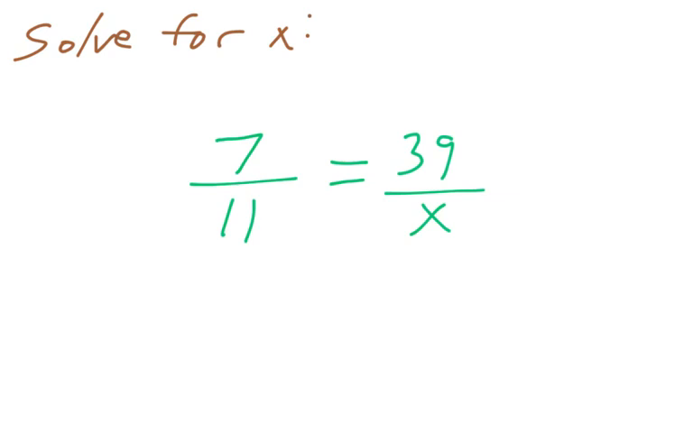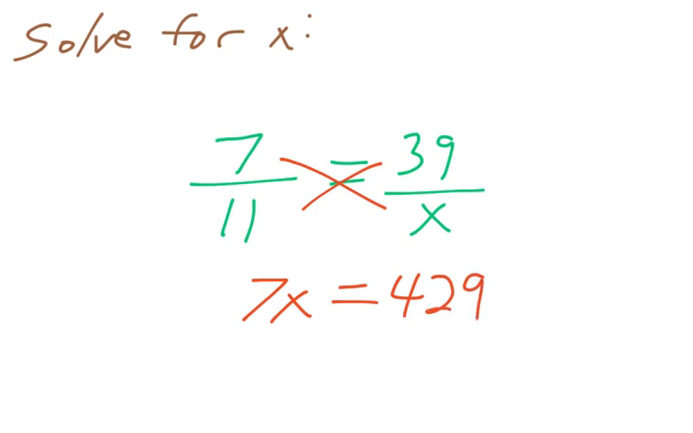So let's look at another example. We have 7 over 11 equals 39 over x. So we cross multiply, product of the extremes, 7x. That's going to equal the product of the means, 39 times 11. We get 429. And now to finish solving this equation, we divide both sides by 7. At this point, it's just solving the equation.